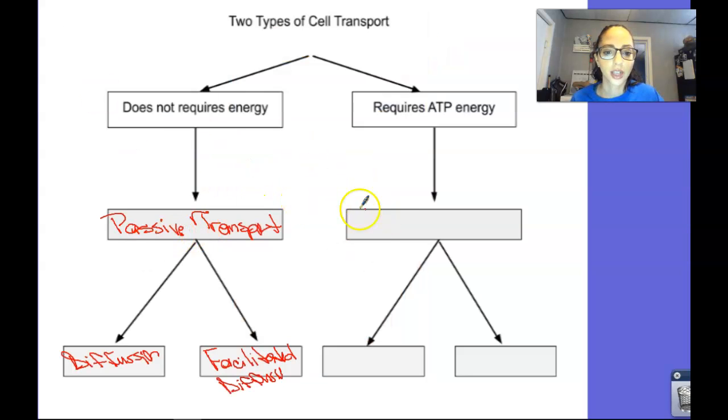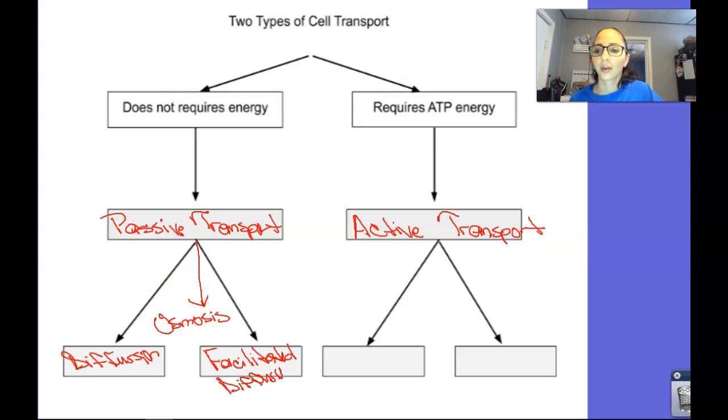So in your diagram, you're going to write requires ATP energy. We're talking about active transport. Oh, I forgot to add this one that we talked about, osmosis, over here. That's the diffusion of water. Okay, moving on.